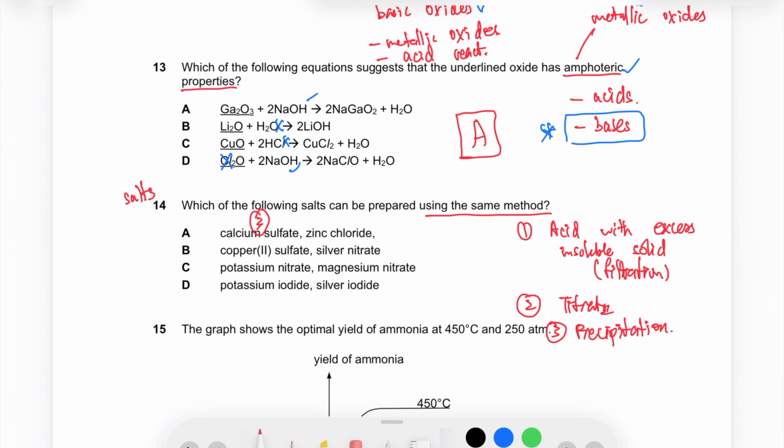Zinc chloride is soluble, but it's not a spar salt, so it's the first method. Copper 2 sulfate is the first method. Silver nitrate is soluble, but not spar, so it's the first method as well. Potassium is a spar salt, so it's the second method. Magnesium nitrate is soluble, but not spar, so it's the first method. Potassium iodide, potassium salts are all soluble, so it's spar, number 2. Silver iodide is insoluble, it's a precipitate. So the answer will be B.